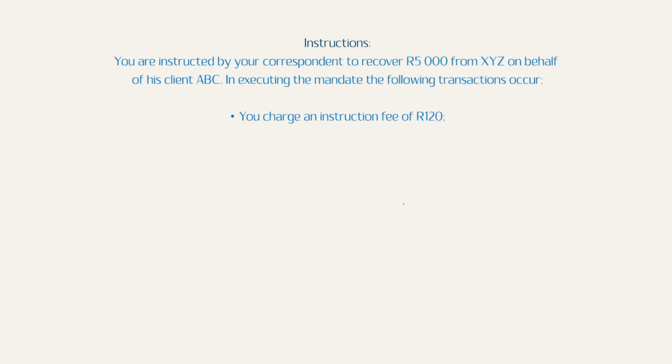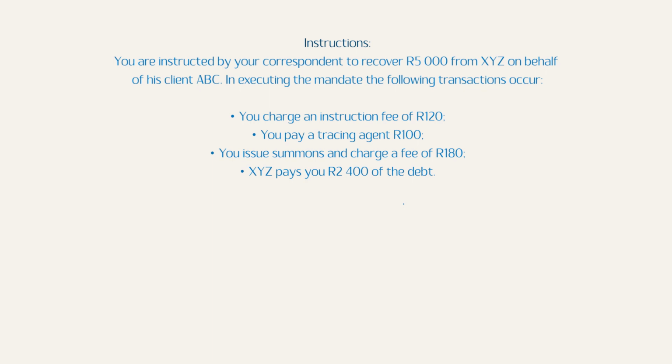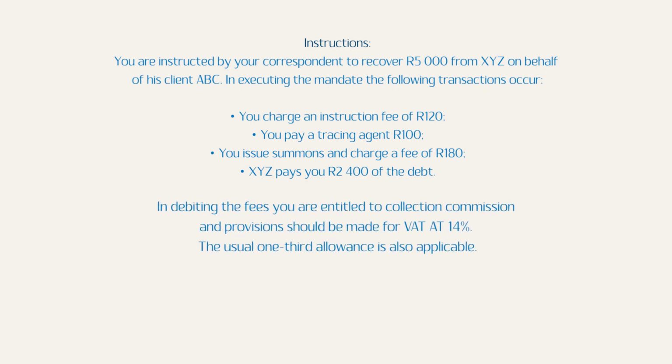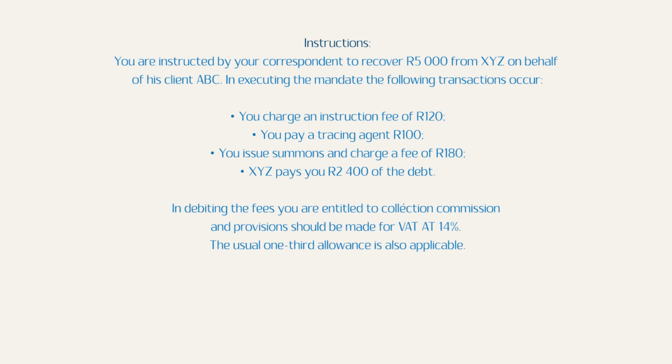You charge an instruction fee of 120 Rand. You pay a tracing agent 100 Rand. You issue summons and charge a fee of 180 Rand, and XYZ pays you 2,400 Rand of the debt. In debiting the fees, you are entitled to collection commission, and provision should be made for VAT at 14%. The usual 1/3 allowance is also applicable.